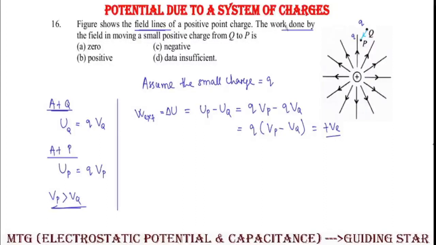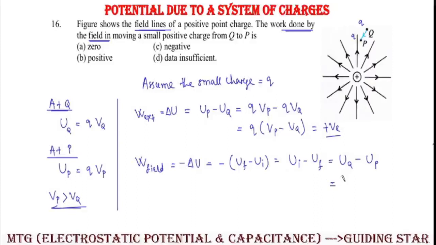What is the work done by the field? Field के वजह से कितना होगा? So work done by the field will be negative of change in potential energy of the system. Clear? Negative of change in potential energy means negative of U final minus U initial, so its general formula is U initial minus U final. So U at Q minus U at P. Initially the charge is located at Q and finally it will be at P, so it will be q into (VQ minus VP).